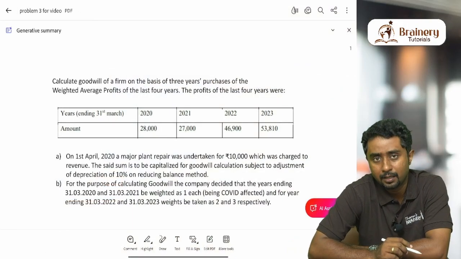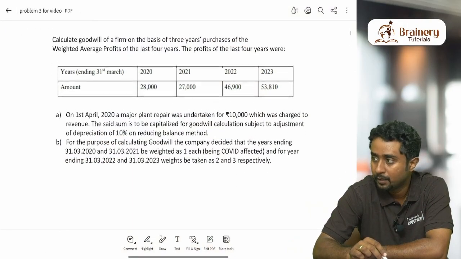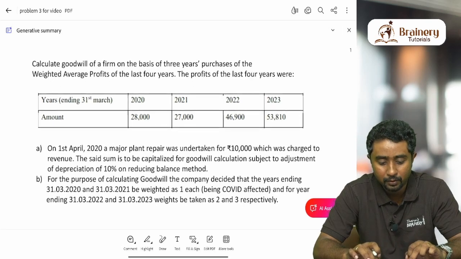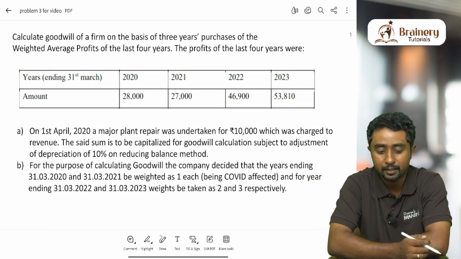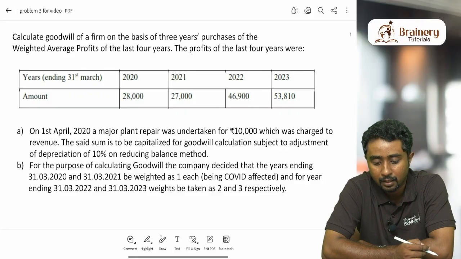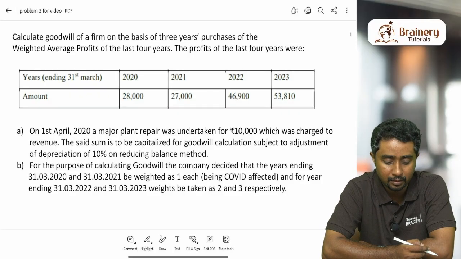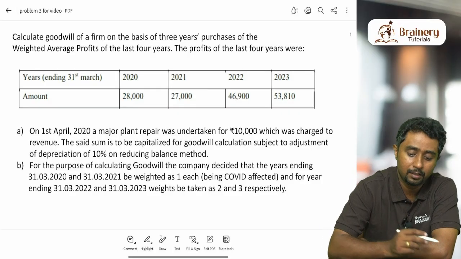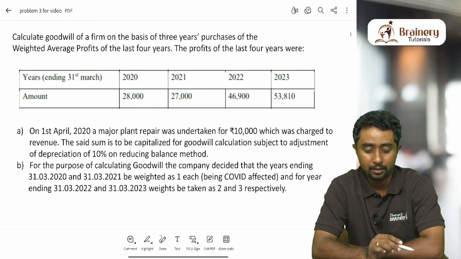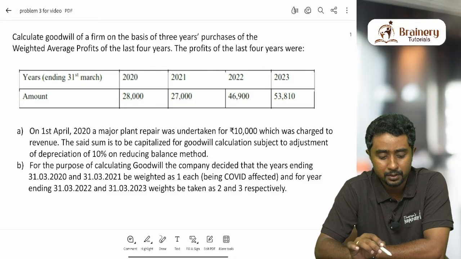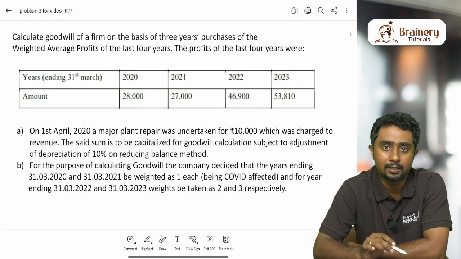As you can see on the screen, this is the question. Calculate goodwill of a firm on the basis of 3 years purchase of the weighted average profit of the last 4 years. The profits of the last 4 years were given, and they are asking us to calculate goodwill of a firm on the basis of 3 years purchase of the weighted average profit of the last 4 years.